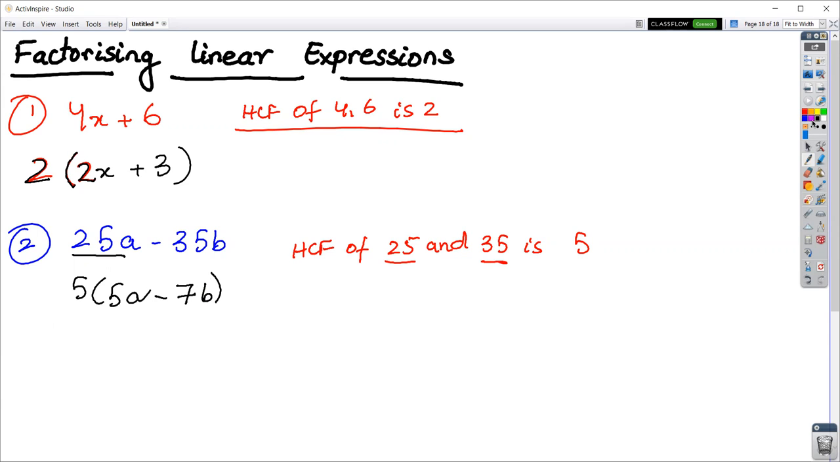To do the next one now, we are doing the same thing. Now we're going to see that it's not always numbers that you have to factorize. It could be variables to be factorized as well. So w squared plus 9w is the next question.